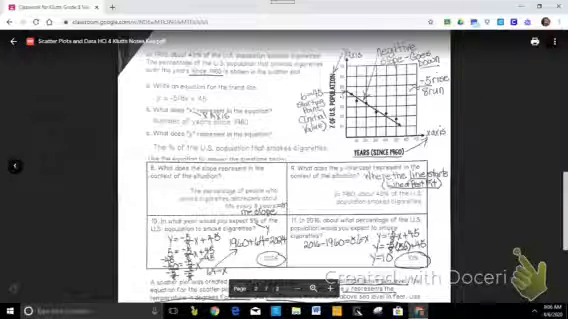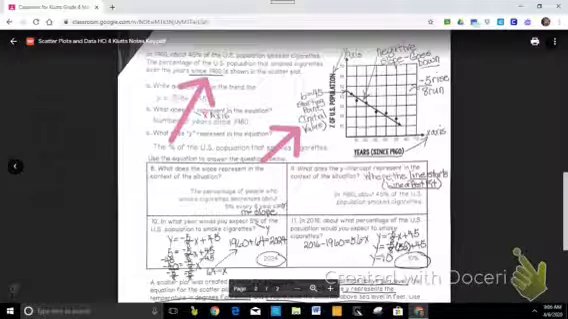What does the y-intercept represent in the context of the situation? The y-intercept is always your starting point. And in 1960, when we started, about 45% of the U.S. population smoked cigarettes. Very bad.